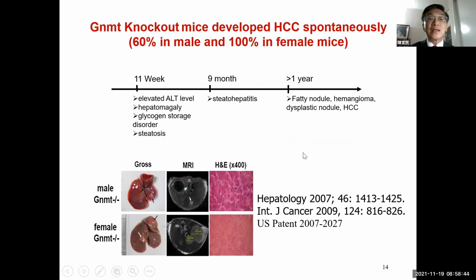But the strongest evidence showing GMT is associated with liver cancer is this data. We generated GMT knockout mice and followed these mice for 2 years. We found that 100% of the female knockout mice and 60% of the male mice develop liver cancer at the age of 16 to 20 months. We published this in Hepatology and the International Journal of Cancer, and we also obtained a patent.